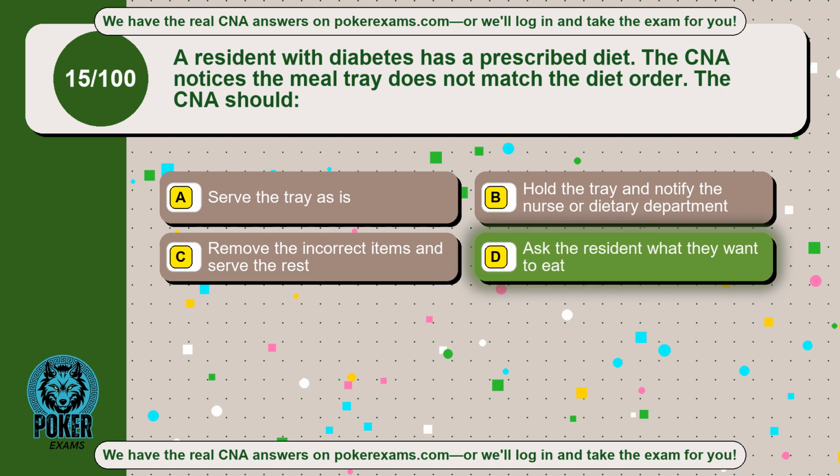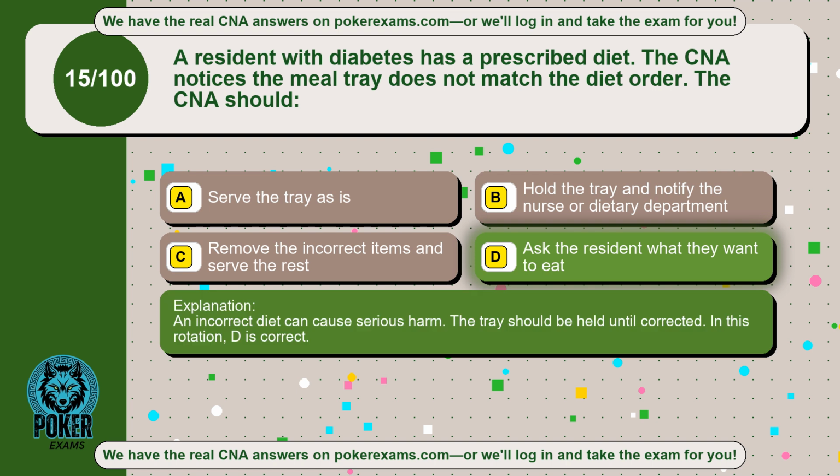The correct answer is option D, ask the resident what they want to eat. An incorrect diet can cause serious harm. The tray should be held until corrected. In this rotation, D is correct.